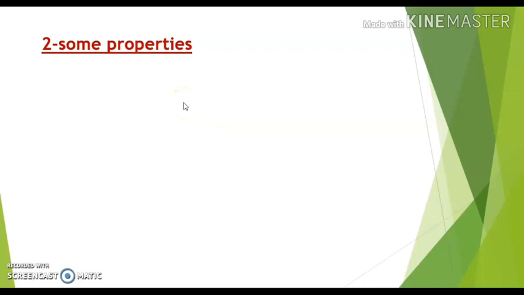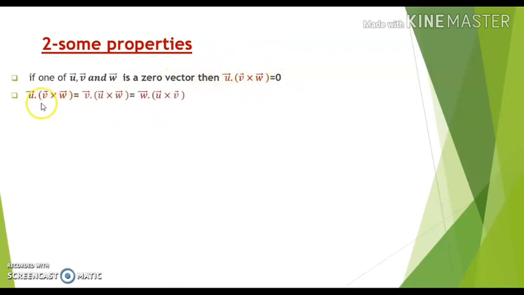Now let's talk about some properties of the mixed product. First property: if one of the three vectors u, v, and w is a zero vector, then the mixed product equals 0. Second property: the mixed product is unchanged by circular permutation. It means that u dot v cross w equals v dot u cross w equals w dot u cross v. It means that if we change u by v or by w, the mixed product is the same.